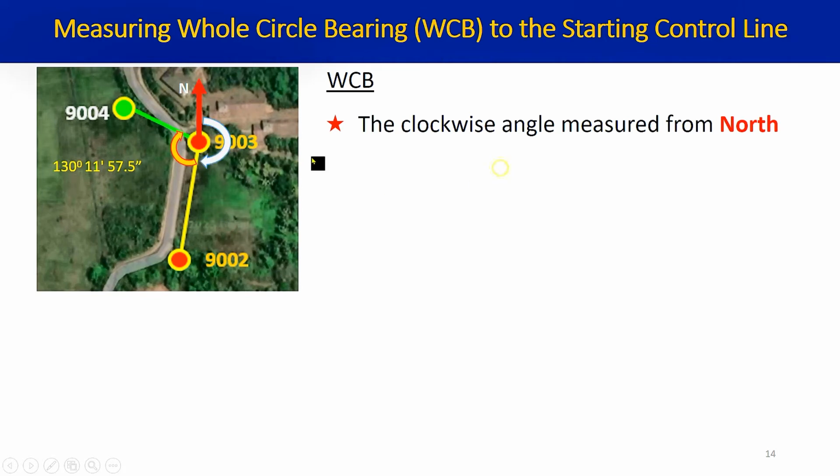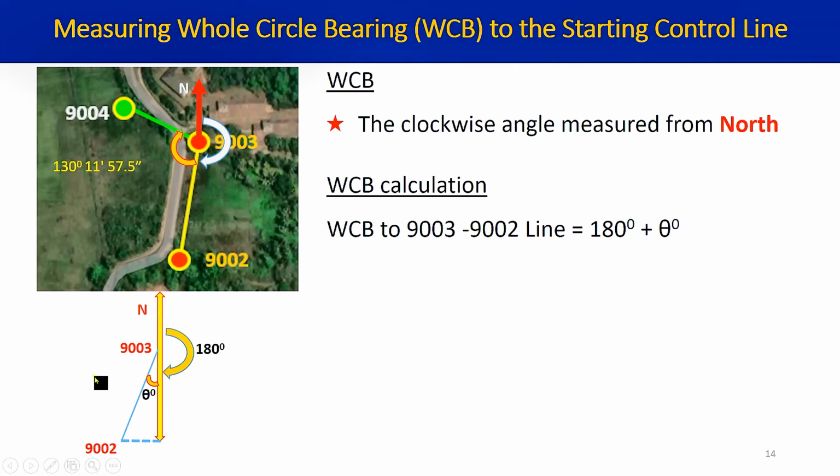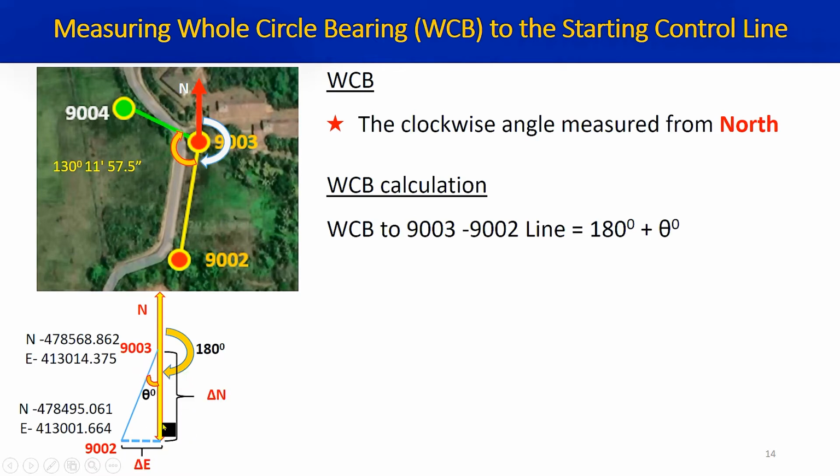So we have the coordinates of 9003 and 9002. So we can draw this 9002 and 9003 according to the coordinates, as you see here. The coordinates of 9003 and 9002 can be written near these control points in the figure, and then we can find out the delta N, the northing difference, and delta E, the easting difference.